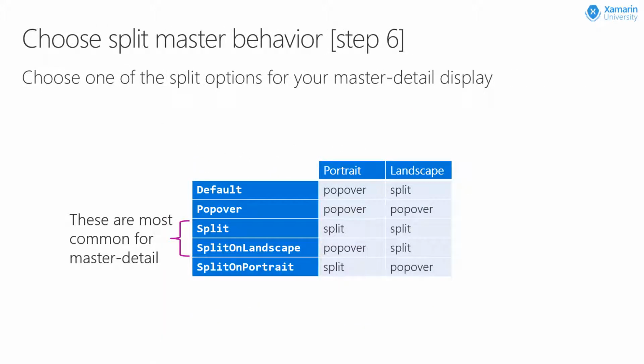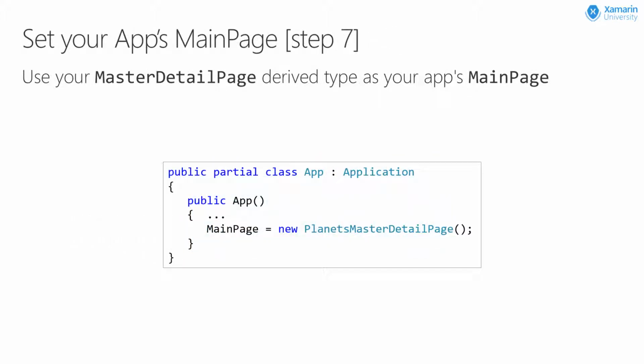Now, we want to choose one of the split options for our master detail display. Now remember, this applies only to non-phone devices. The behavior will always be popover on a phone. And just like drawer, we assign an instance of our master detail page to our app's main page property to add it to the visual tree. And again, don't nest the master detail page inside another page type or navigation type. It should always be your app's root page.